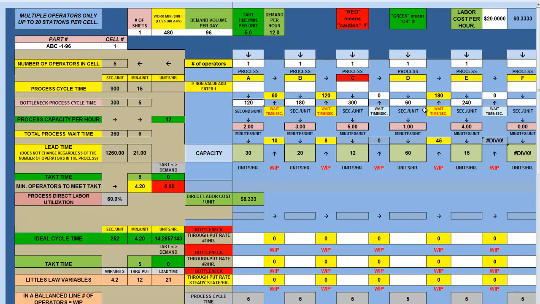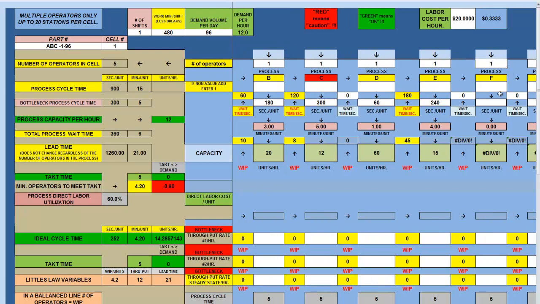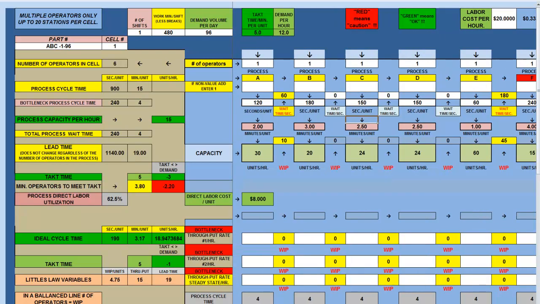Now let's reduce the bottleneck time of 300 seconds by adding an additional operator at process C, reducing the bottleneck to 150 seconds. We see that work in process is reduced by 8 units between processes B and C. Capacity increases by 3 units to 15 per hour. And direct labor utilization increases from 60% to 62.5%. We are 3 units ahead of our demand or TAC, and our direct labor cost has decreased by 33 cents to $8 each.